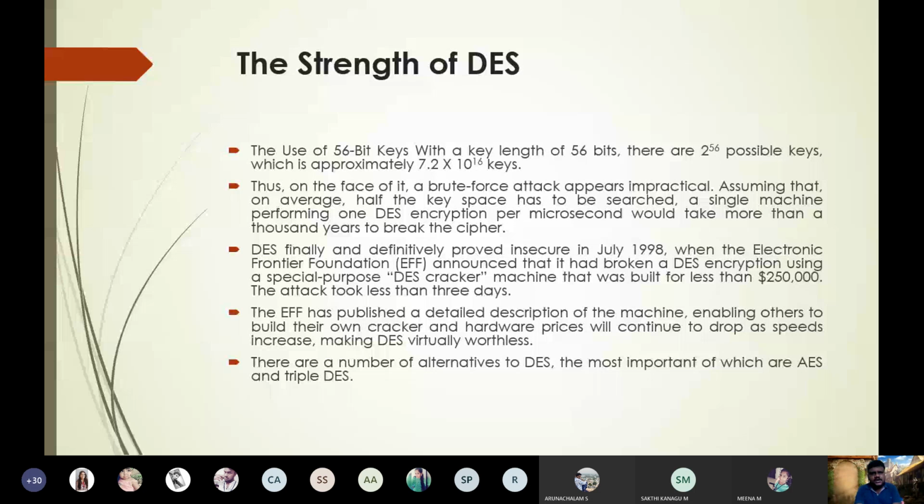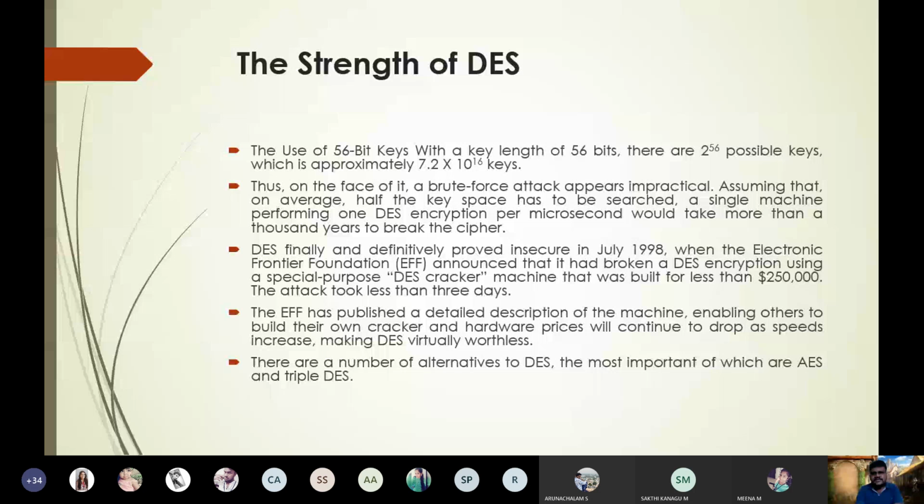So the possibilities are almost 2 power 56, which comes to a huge number. He must try each and every number, and it will take a lot of time. So the intruder will not be able to get the original plain text easily. It is very tough for that particular intruder. This is the main strength of DES.